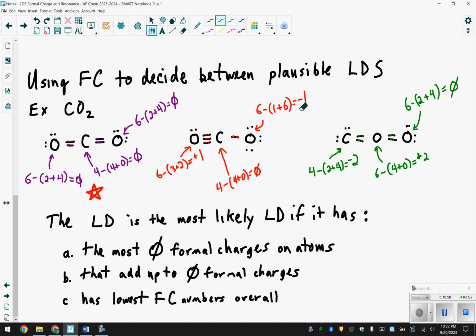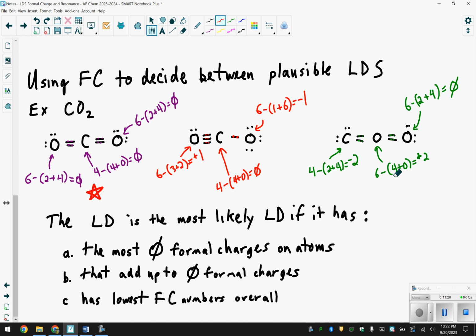Or if they don't add up, like the one on the right, look, it will eventually add up to 0, but you see how its formal charges are larger. It's a -2 and a +2 and a 0, right? You want to go for the lowest formal charges overall that add up to 0. Again, sometimes you end up with a formal charge of -1 or +1 overall. It's okay as long as no other structure has 0 formal charges.